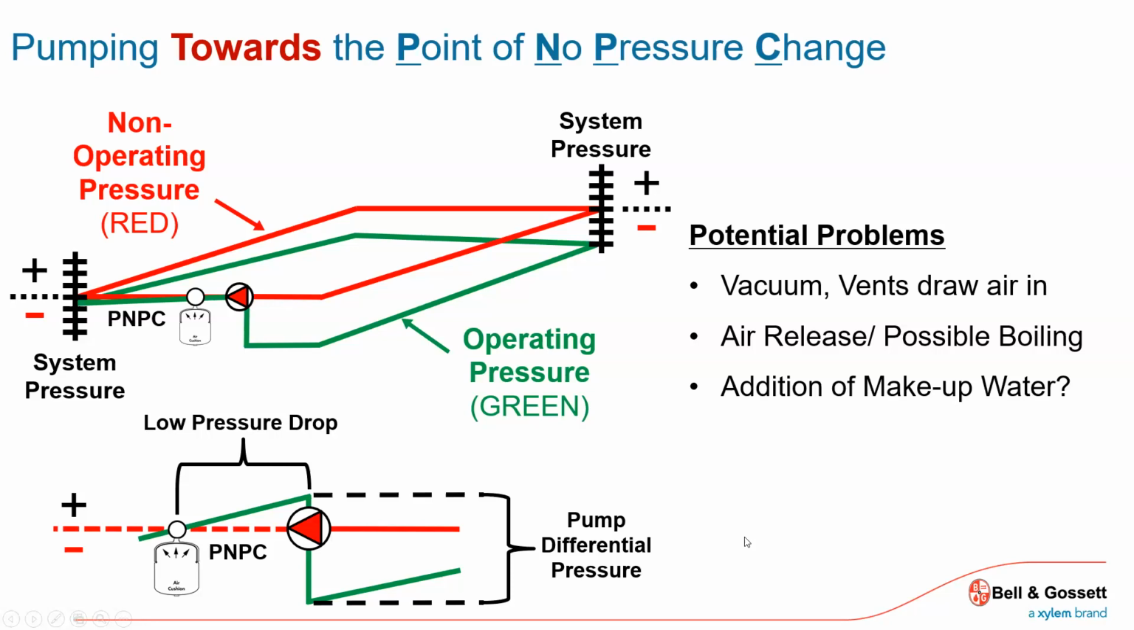Potential problems: vacuum, vents drawing air, air release, possible boiling. If the water temperature is high enough and all of a sudden you drop the pressure on that water, it can flash. And then if it flashes near the pump, it can cavitate. And all of a sudden you're off to the races on damaging your equipment.